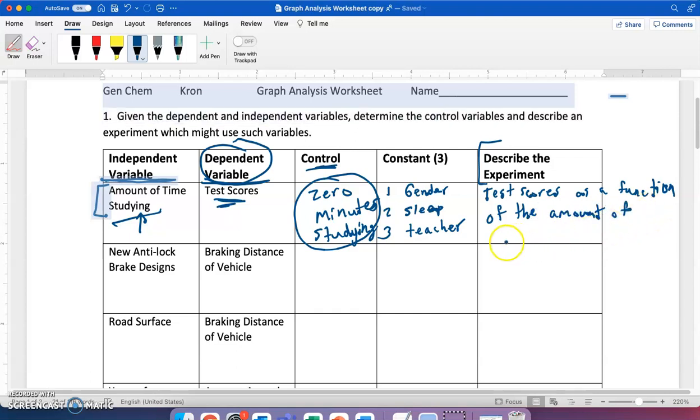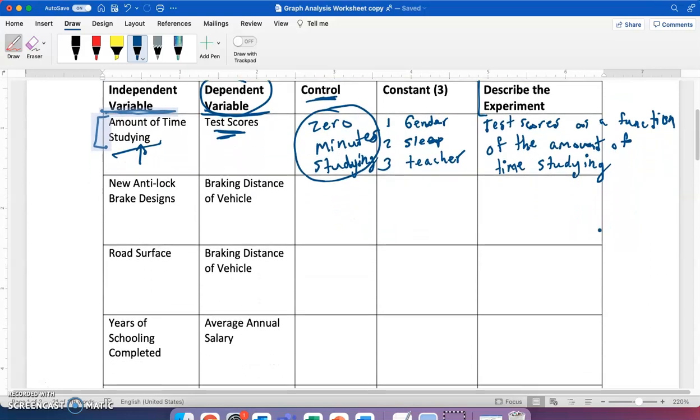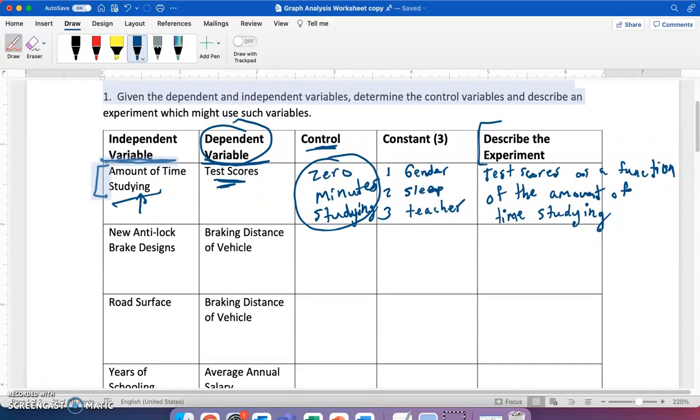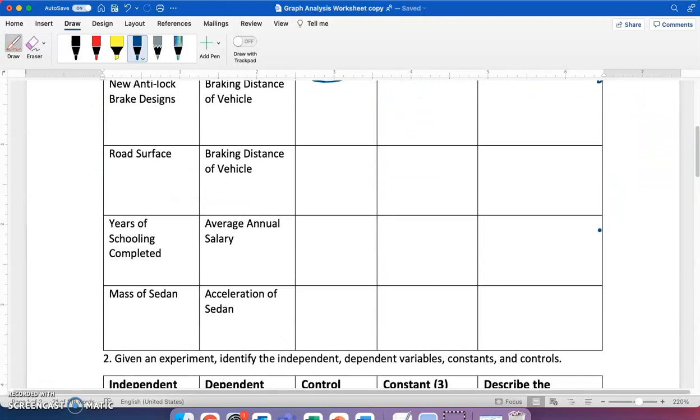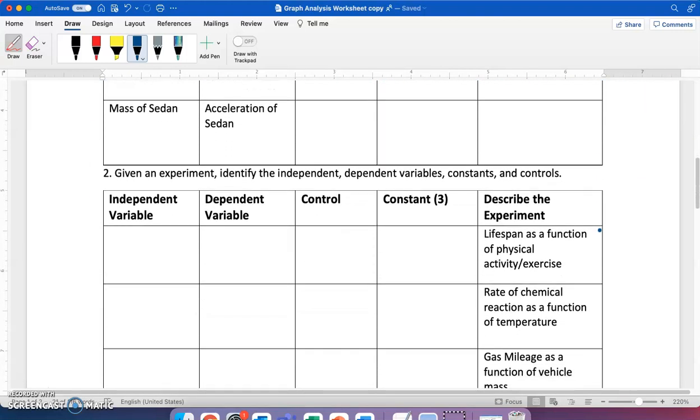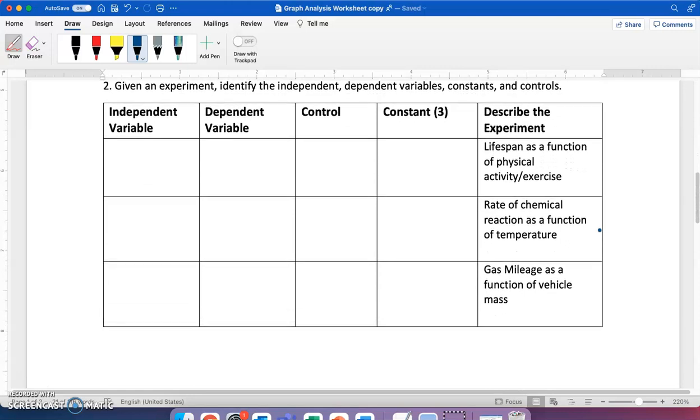Sorry, this pen is just not working good today. Test scores as a function of the amount of time studying. So that would be the first one. I will let you answer the rest. Do your best. This is a trickier assignment, so put something down, give it your best shot, and we'll discuss it in class if we get the time.